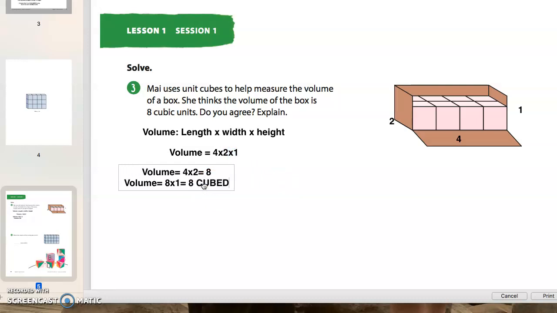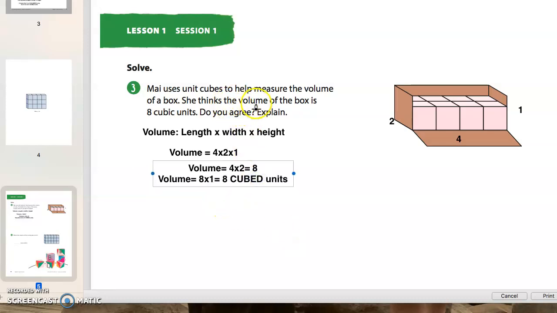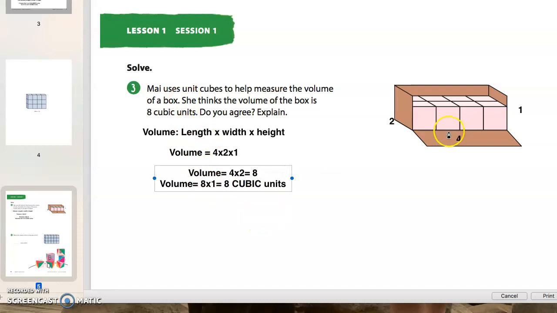Cubed, this is huge, cubed units. You need to always make sure you're saying cubed units. She thinks the volume is 8 cubic units. Let me make sure I match her. 8 cubic units. We agree because we proved it, right? So let's count the boxes too. 1, 2, 3, 4, 5, 6, 7, 8. I agree because the box fits 8 units.